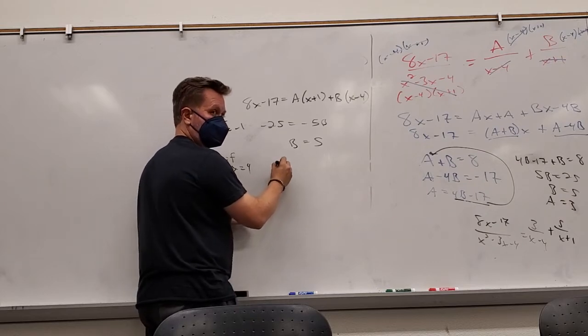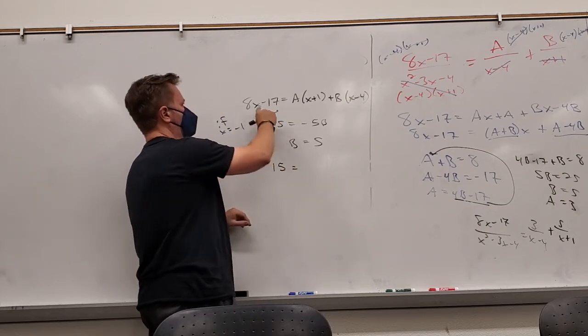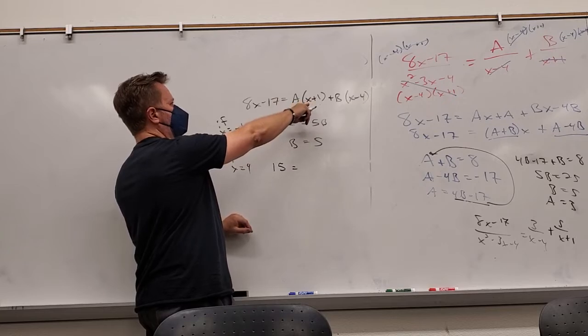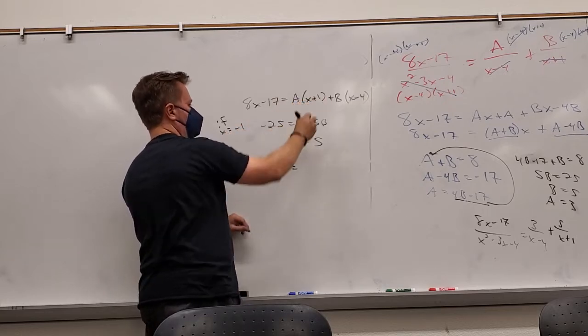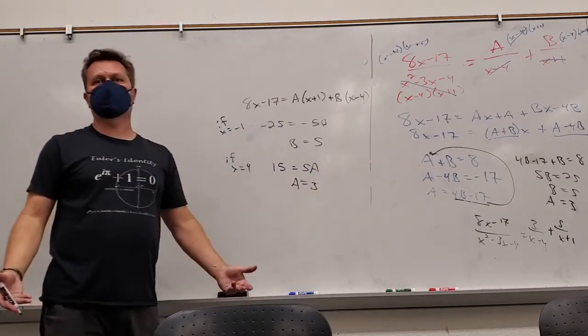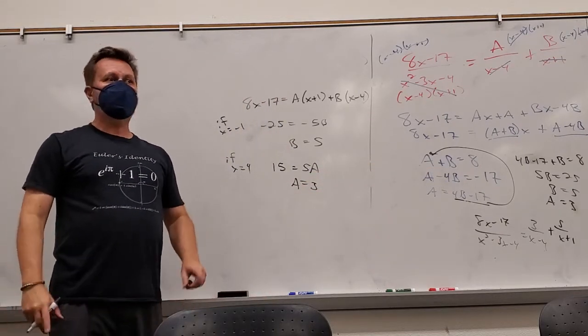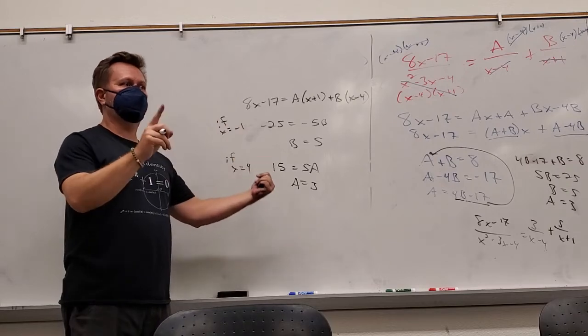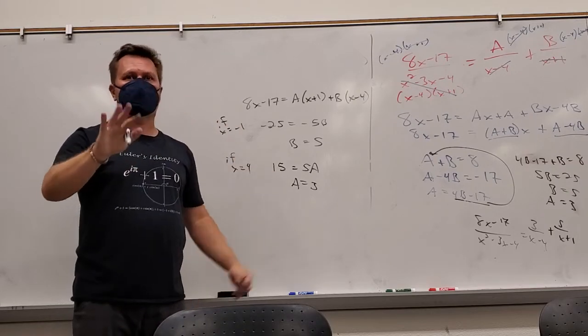15. Yeah, 15. 32 minus 17 equals x plus 1 is 5a. So a equals 3, which is exactly what we got before. Just quicker. Wasn't that quicker? That was quicker. So every time I can do this, I do it. And I won't always be able to do this.